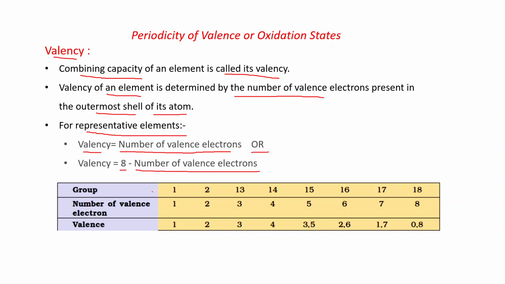You can see these are the groups 1, 2, 13, 14, 15, 16, 17, 18. The number of valence electrons is 1, 2, 3, 4, 5, 6, 7, 8. Hence, for the first four, valency is equal to the number of valence electrons. Now in this case, valency is either 3 and 5, 2 and 6, 1 and 7, 0 and 8, either equal to the number of valence electrons or 8 minus the number of valence electrons.